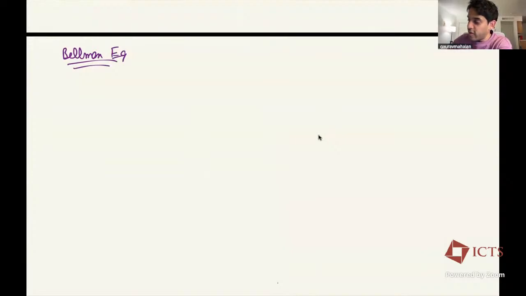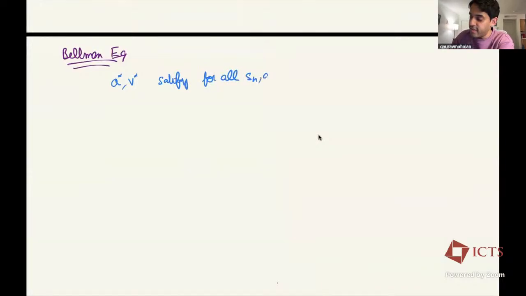Okay, so Q star, V star. Bellman found these conditions that Q star and V star functions have to satisfy. So they satisfy the following equations for all S. Recall, I'm not writing H in the definition of Q star, but it's important, right?